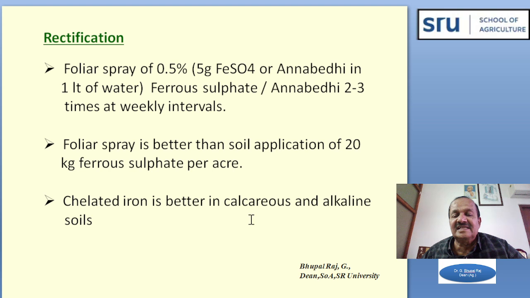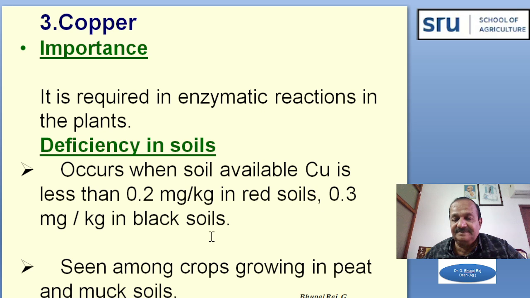In alkaline and calcareous soils, what happens? The normal ferrous sulfate spray may not be effective. So we have to take up the foliar spray through chelated iron. That will be better.